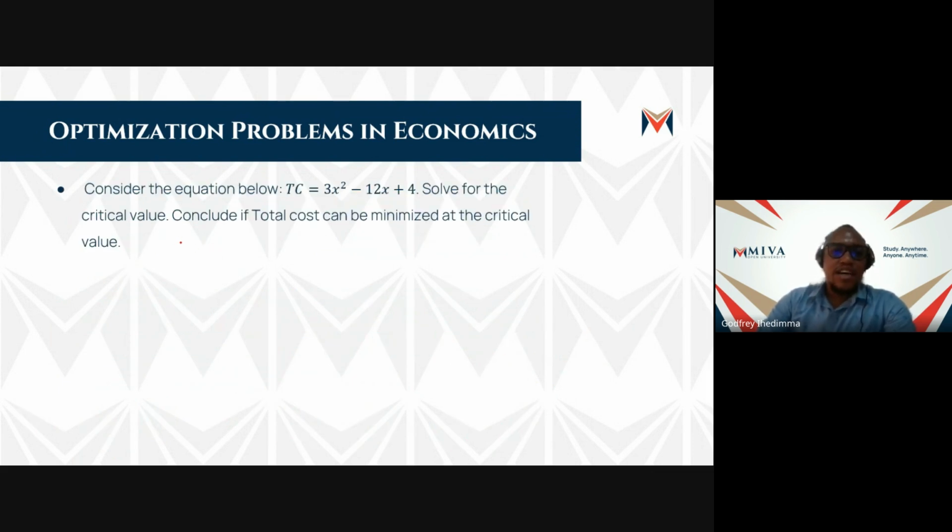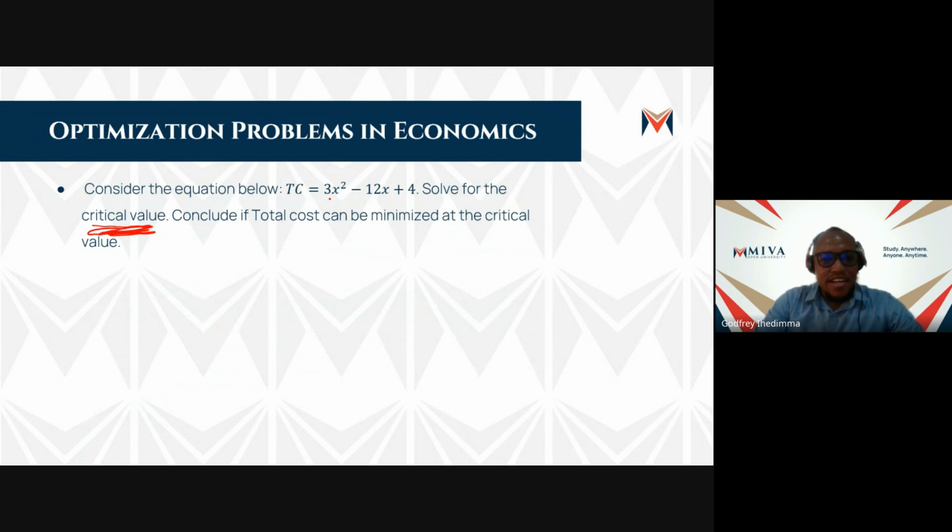Now, we have that the total cost function for a particular firm is expressed as 3x² - 12x + 4. And we're asked to solve for the critical value. The critical value is usually the answer, the value of x that recognizes that this is either a minimum or a maximum function. It is the value of x that places this equation in either a minimum or a maximum function. So what is the value of x?